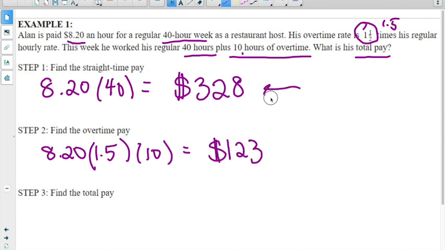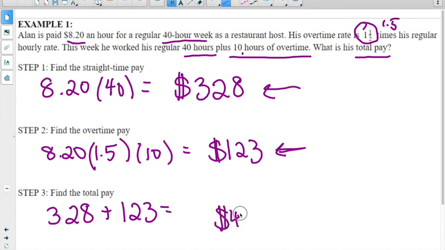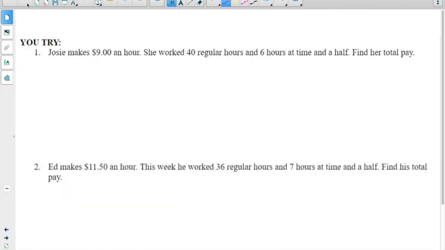So for regular hours, Alan earned $328. For overtime hours, he earned $123. If we add those together, it's going to give us the total pay. Okay, 328 plus 123 gives us $451. So a couple more steps involved than the last lesson, but still pretty straightforward. Pause the video while you try these two.